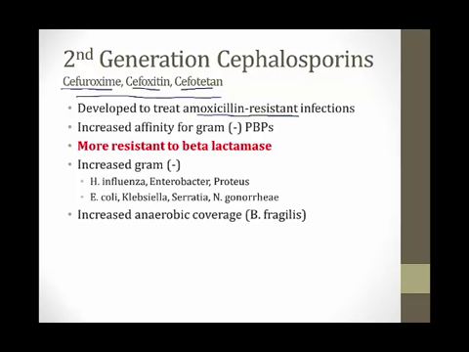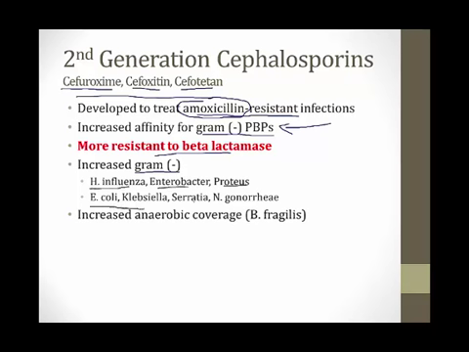Therefore, these drugs, compared to the first generation cephalosporins, have more affinity for gram-negative penicillin binding proteins. This makes them more effective against gram-negative bacteria, just like amoxicillin. However, unlike amoxicillin, these drugs have some resistance to beta-lactamases, therefore they can overcome many amoxicillin-resistant bacteria. Compared to the first-generation drugs, they have increased gram-negative coverage. Specifically, they often cover H. influenzae, Enterobacter, and Proteus. They also often cover E.